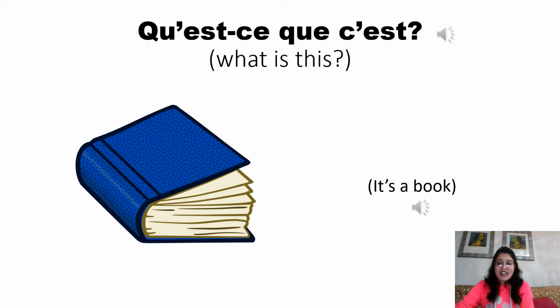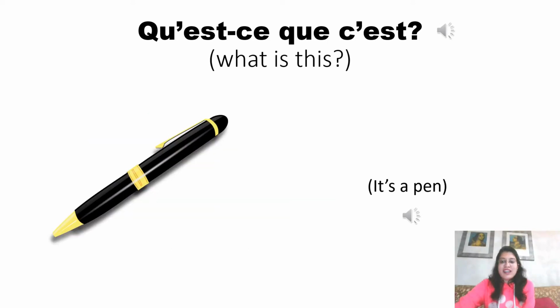Qu'est-ce que c'est? C'est un livre, c'est un livre. Now listen to the pronunciation of the native French speaker to pronounce qu'est-ce que c'est. Qu'est-ce que c'est? Now listen to the pronunciation of c'est un livre. C'est un livre. Again, c'est un livre.